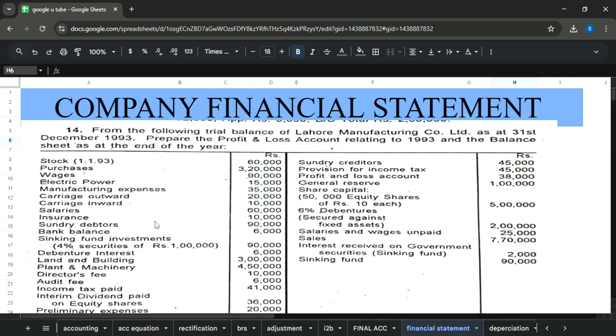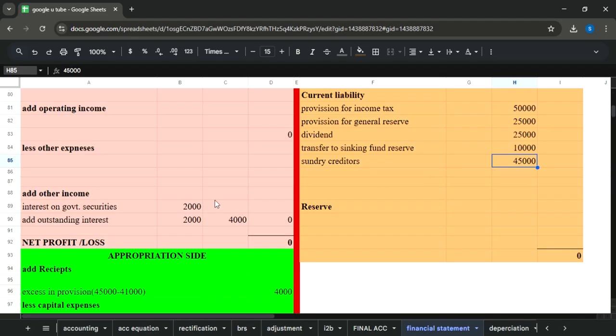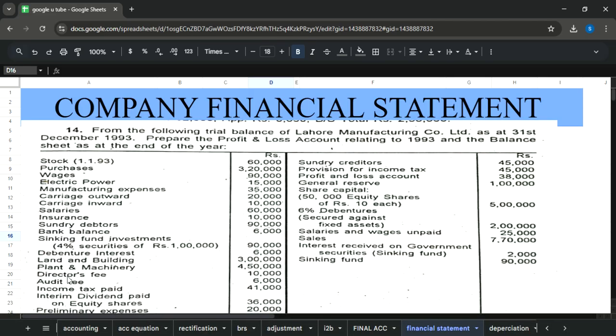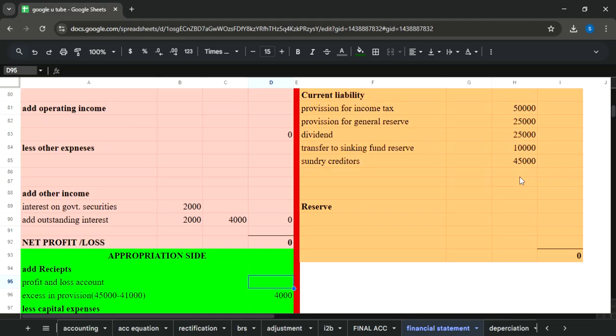Then we have profit loss account. This is part of appropriation. We have left one line, profit and loss account over here, and amount of profit loss account mentioned over here is 38,000. So put 38,000 over here.